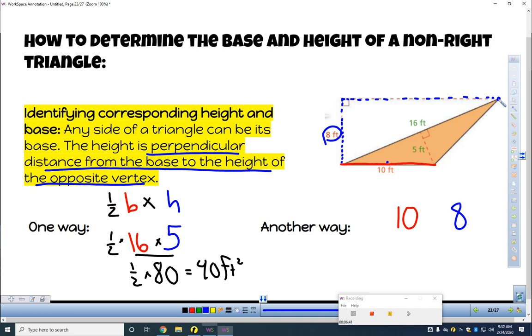And now we just solve this, right? I know 10 times 8 is 80. I know 1/2 of 80 is 40 feet squared. Notice, regardless of what method I solved, I got the exact same answer. That's very important.